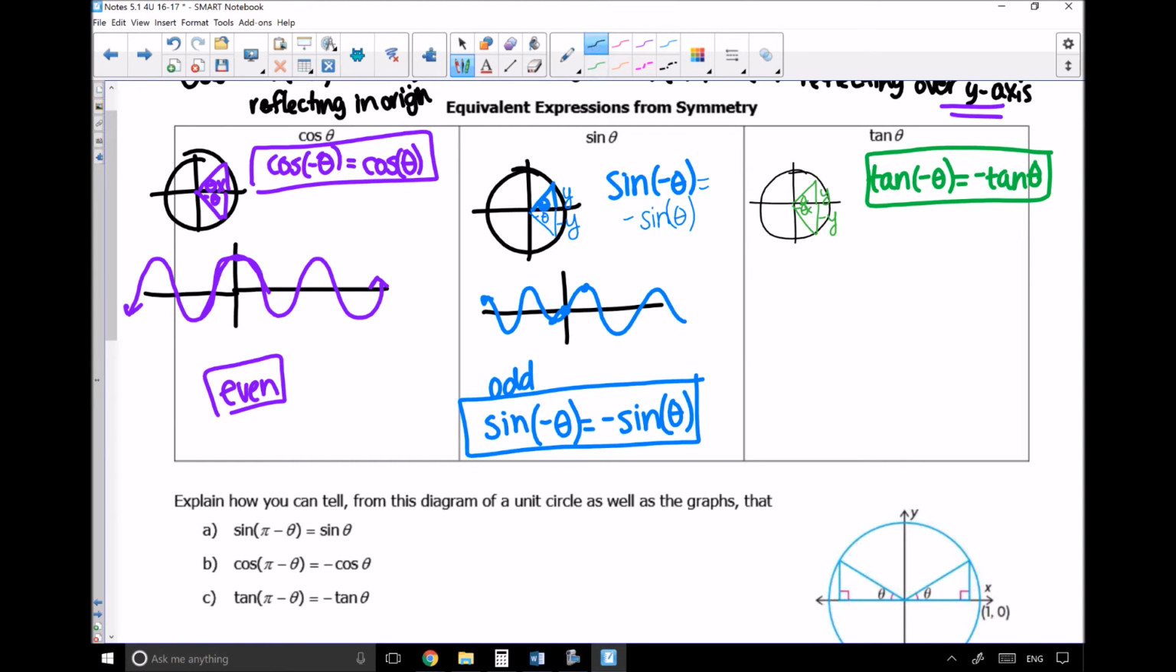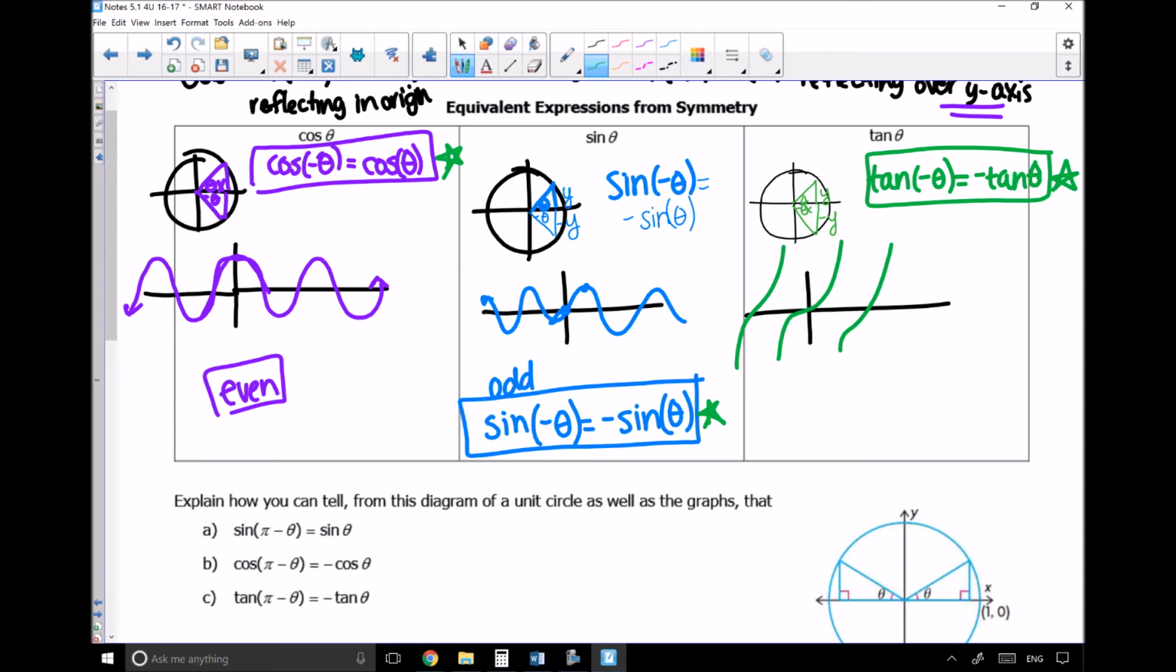Now let's take a look at our graph of what this would look like. Tangent of theta ends up looking like this right here, and this is definitely going to be odd because when you reflect it in the origin, it looks exactly the same. So these three identities here are key. We're going to verify these three identities right now graphically to make sure that these statements are really true.